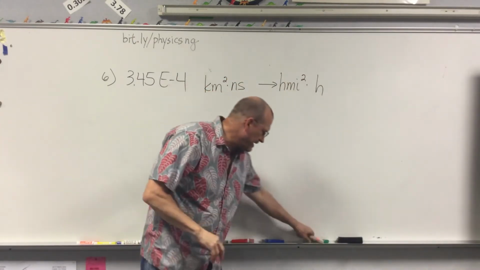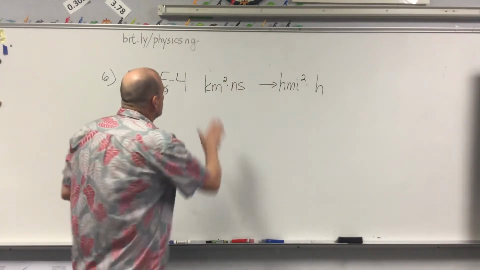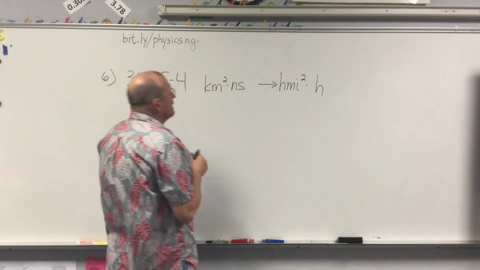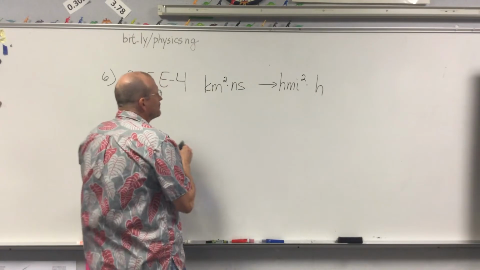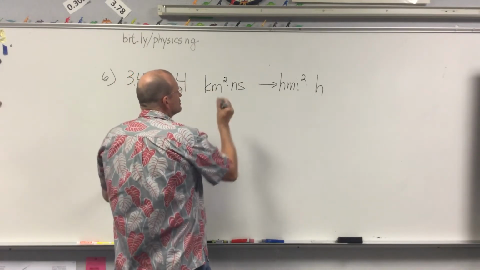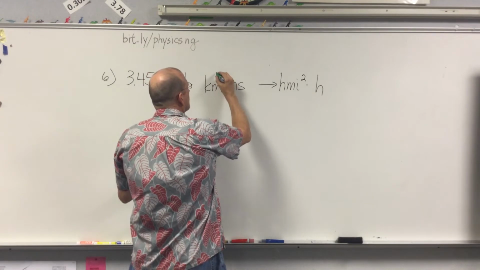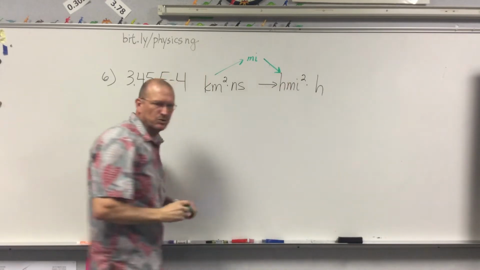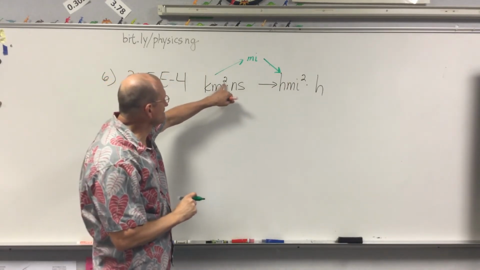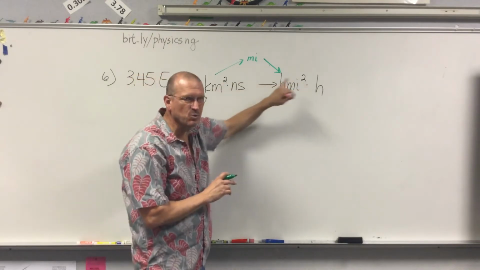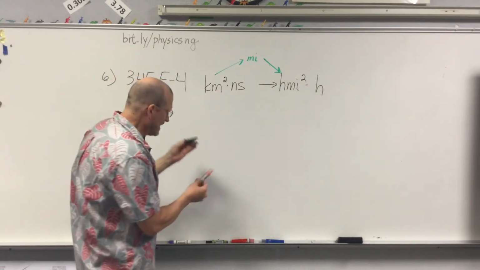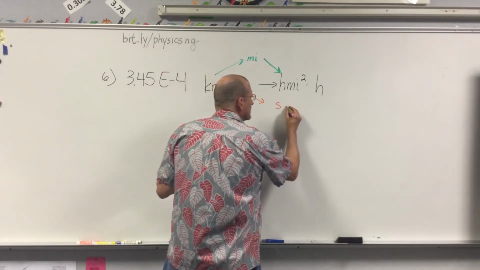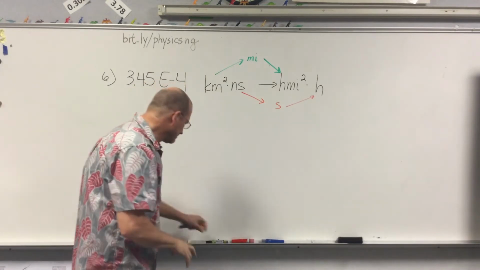All right, now I'm going to erase this level 3 thing here, and I'm going to do the multicolor thing again. I'm going to do orange and green this time. So we'll do green for the kilometers and orange for the time. In order to get from kilometers to hectomiles, I'm going to need to go from kilometers to miles, and then I can go miles to hectomiles. And the thing that I'm going to have to remember is that this, as I set it up, is being squared, so I'm going to have to keep that in mind. And then for nanoseconds to hours, this is going to be pretty basic. I can get from nanoseconds to seconds and then seconds to hours.